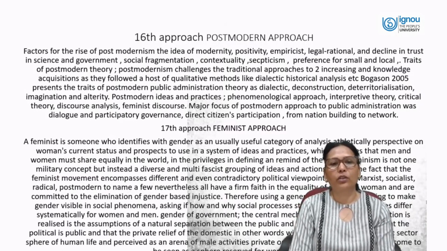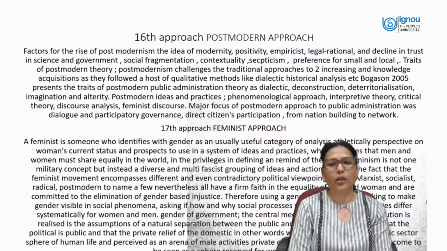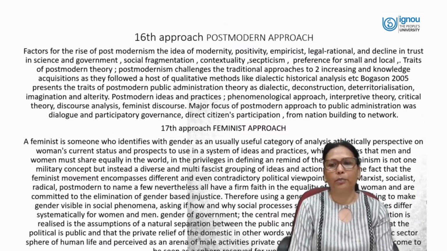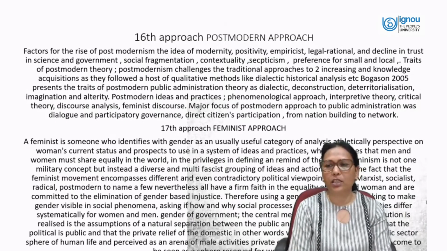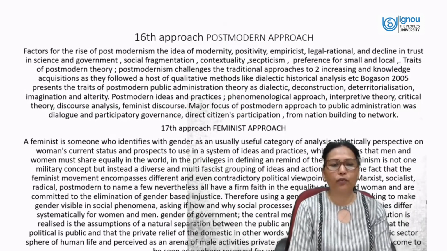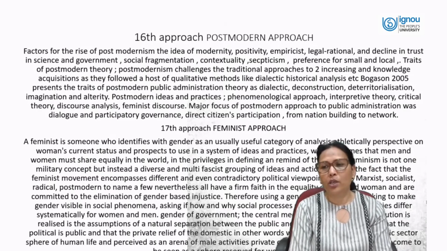Further, social fragmentation, contextuality, and a preference for the small and local were also factors in the rise of the postmodernism idea. Traits of postmodern theories: first, postmodernism challenges the traditional approaches, and second, it increases knowledge acquisition, as they follow a host of qualitative methods like dialectic, historical analysis, etc.